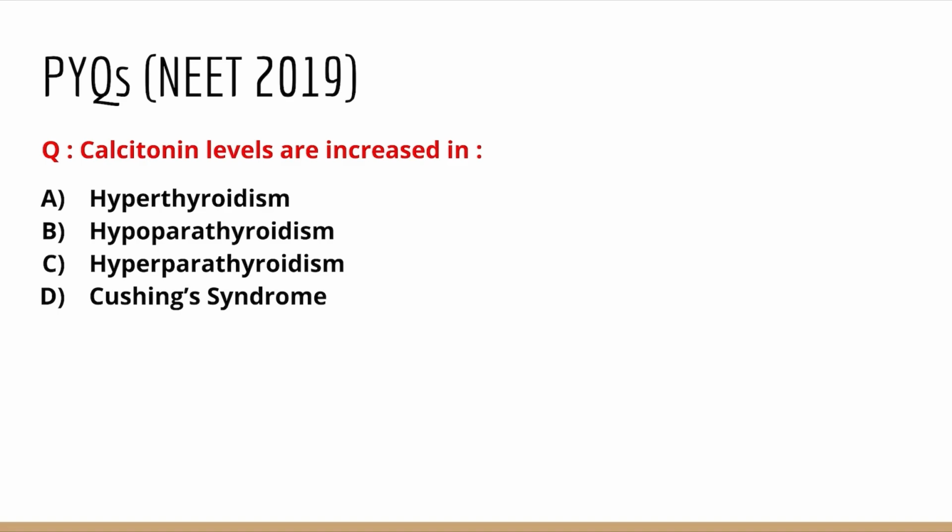So the PYQ question which came in NEET 2019 was: calcitonin levels are increased in which of the following conditions? Option A, hyperthyroidism, option B, hypoparathyroidism, option C, hyperparathyroidism, and option D, Cushing's syndrome.